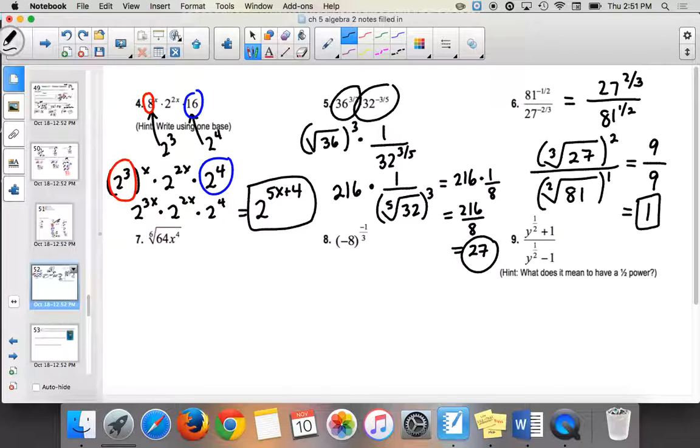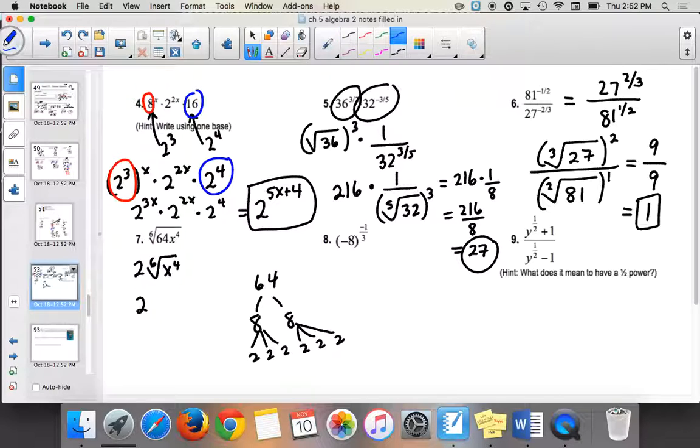All right, so the next one, if I have 64 under a sixth root, Rodrigo, any idea? What times itself 6 times makes 64? Yeah, if you do 64 and you break it into its factor tree. So what times itself 6 times will make 64 then? 2, yeah, so we have 2. And then we have the sixth root of x to the fourth. So what we're going to do is, instead of leaving this as the sixth root of x to the fourth, which we've done in the past, that's not really the smallest index possible. The smallest index, the index is this little number here.